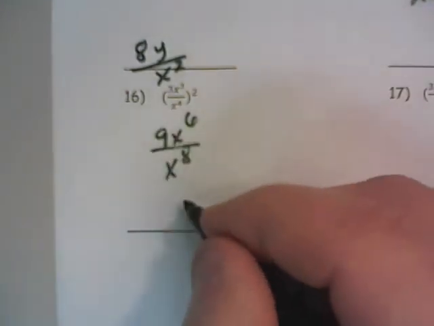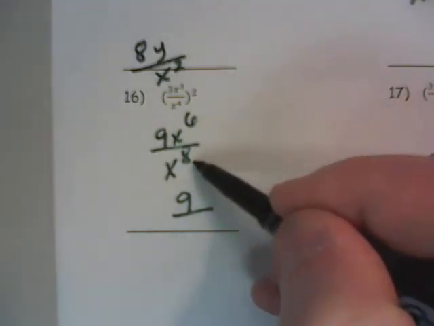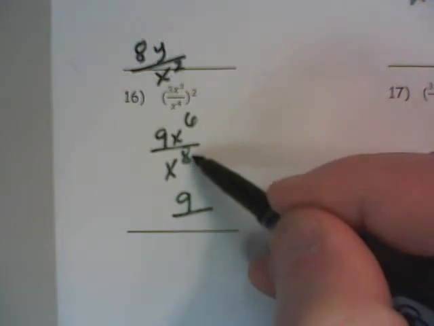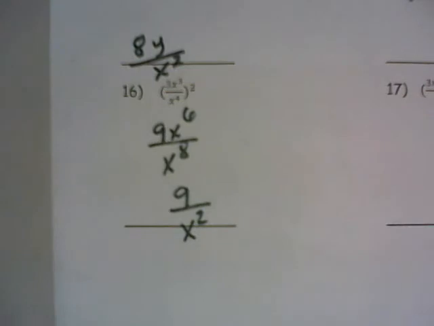But then I can simplify this further, because the 9 I can't do anything with. That's going to stay on top. But when I take x to the 6th over x to the 8th, I subtract those exponents. 6 minus 8 gives me negative 2. And because it's a negative exponent, I'm going to put it on the bottom as x to the 2nd.